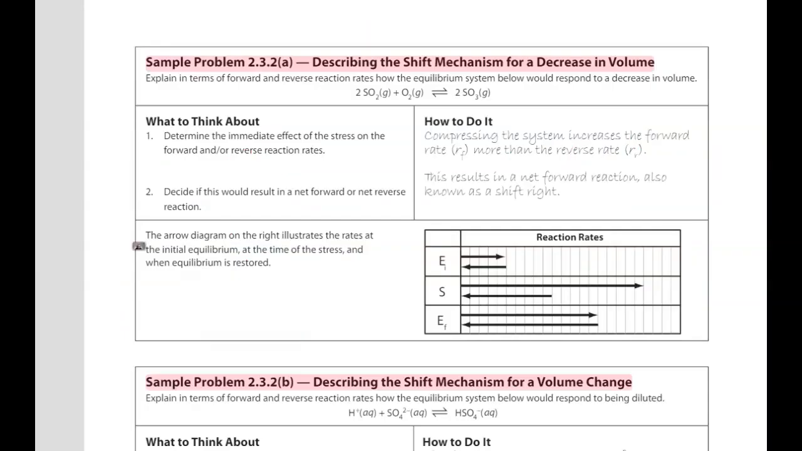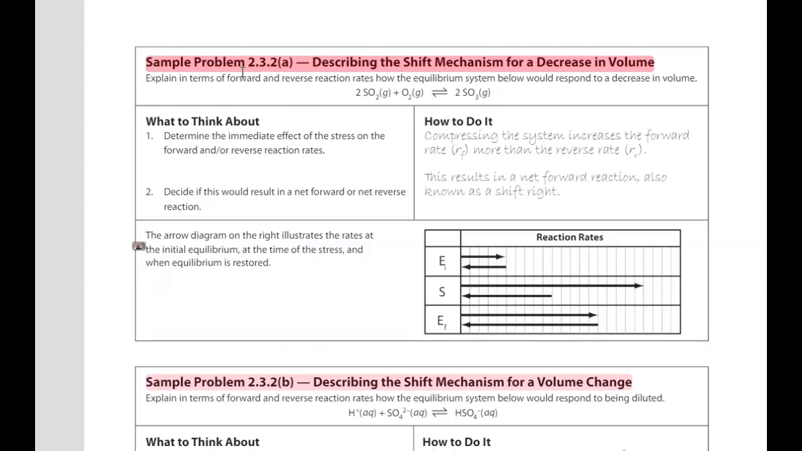All right, we flipped the page. We're on sample problem 232A here, describing the shift mechanism for a decrease in volume. Looks like we've got 3 moles of gas particles on the reactant side, 2 on the right, so this would respond to a volume/pressure change. Then it says to explain in terms of forward and reverse rates how the equilibrium system would respond to a decrease in volume. Remember, if the volume is decreasing, the pressure is increasing.